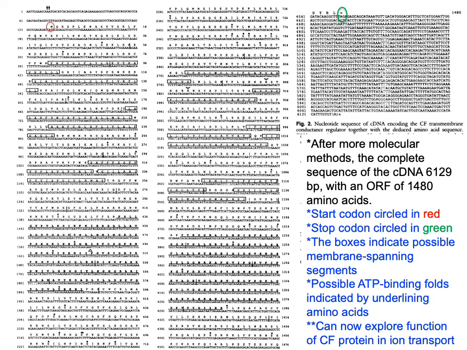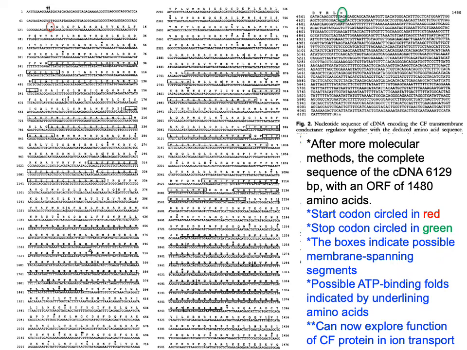Right, so that open reading frame has 1,480 amino acids that would be continuous. The start codon is circled in red. It's very small, but up towards the top left, you see the first methionine. And the stop codon is circled in green. On the top right, it has just asterisks to indicate the stop codon. And as they analyzed the sequence, the software was able to inform them that there were several possible membrane-spanning segments, and they put those in boxes throughout the sequence. And there were also possible ATP binding folds, so they underlined those amino acids.